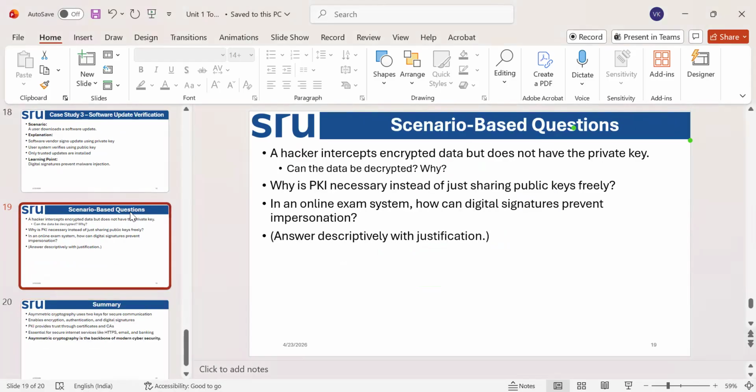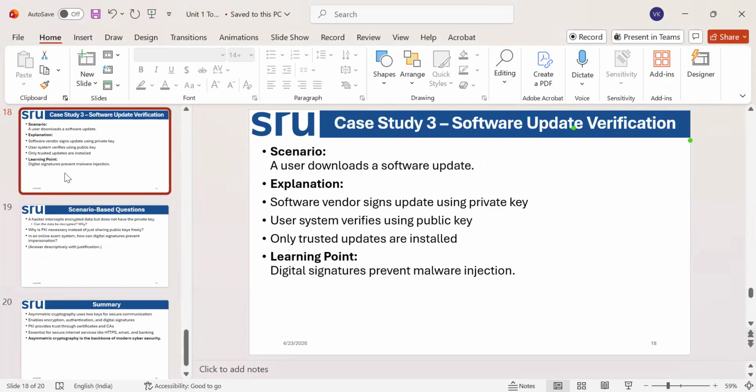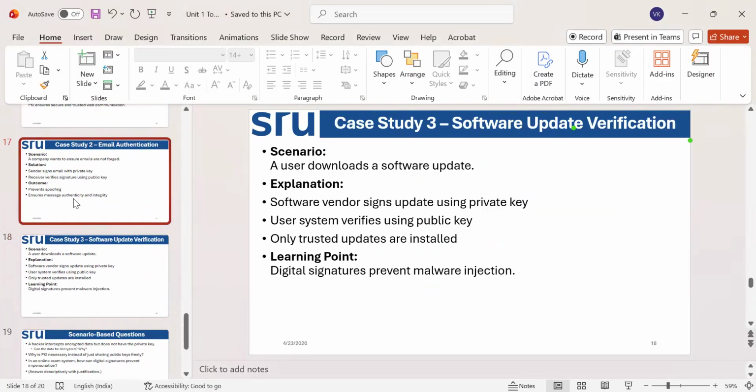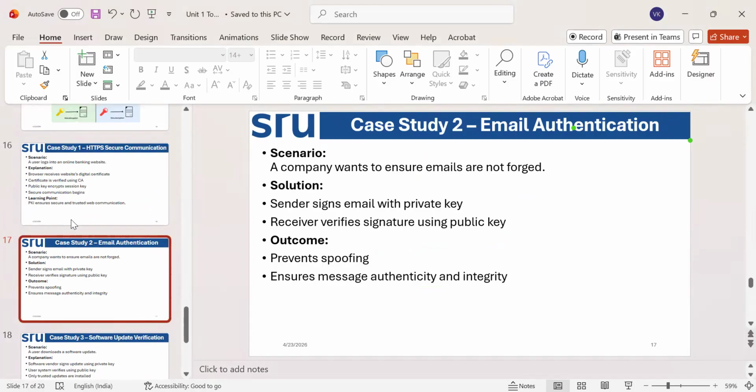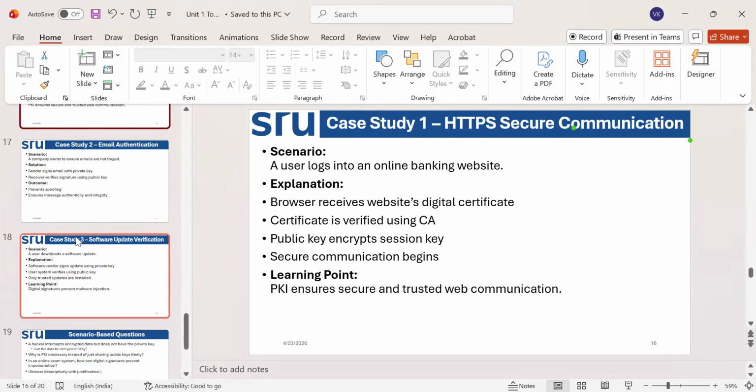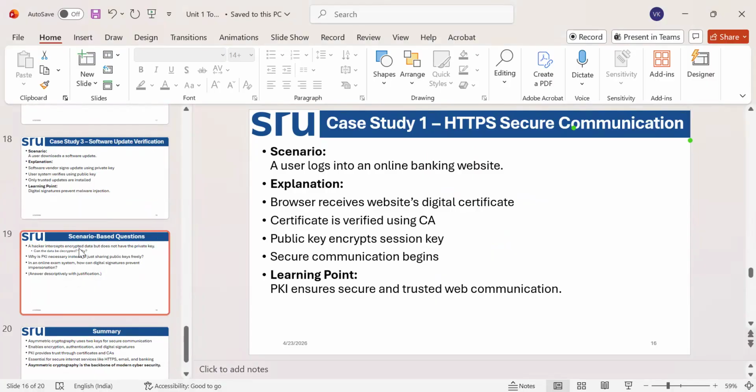Next, scenario based questions. What kind of questions are there? We understood software update verification, email authentication, and HTTPS secure communication. Two or three examples we understood. Now let's understand the scenario based questions.